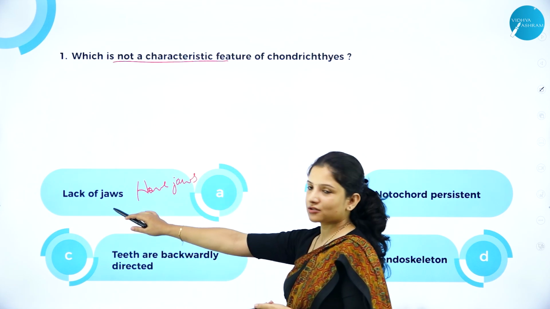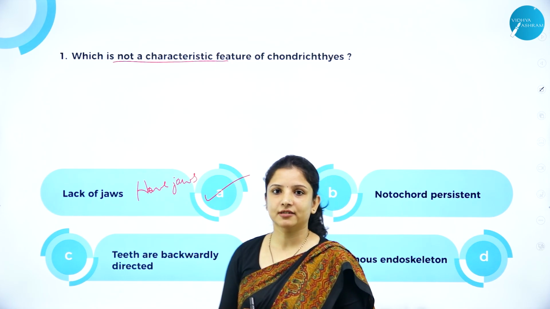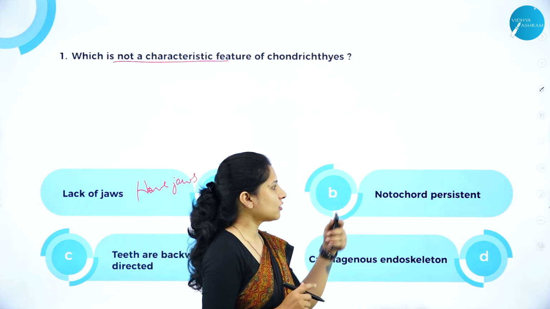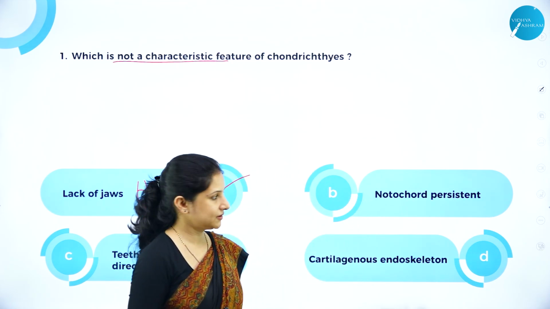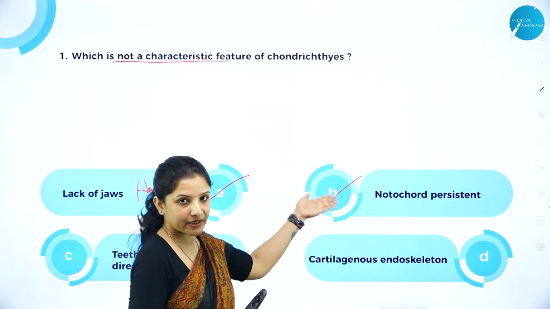So is this not a characteristic? Of course, this is not a characteristic. Option A is the right answer here because they have jaws. Notochord persistent. Notochord is not persistent. So therefore, this option also can be the right answer. So it's both A and B that are the right answer here.